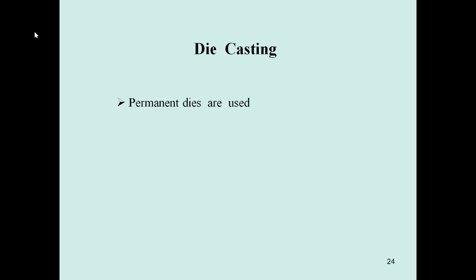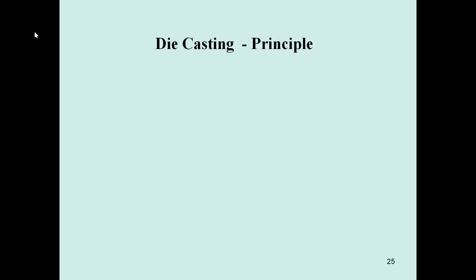We can see here, die casting involves use of permanent metal molds or dies. The die is made in two halves and is closed to form the cavity.